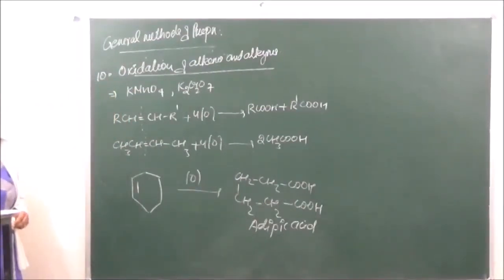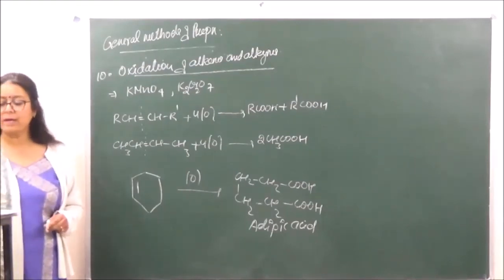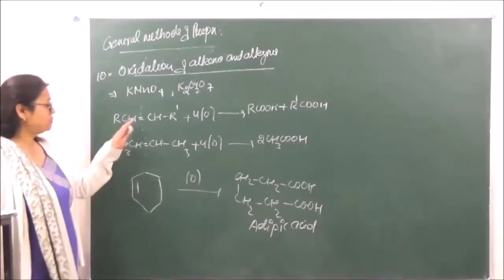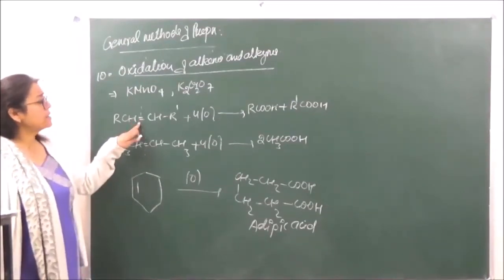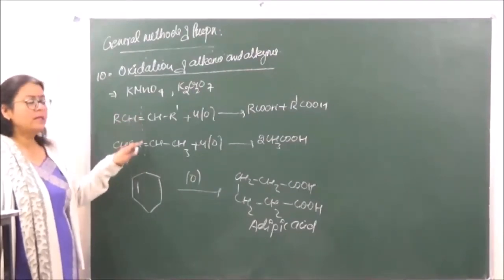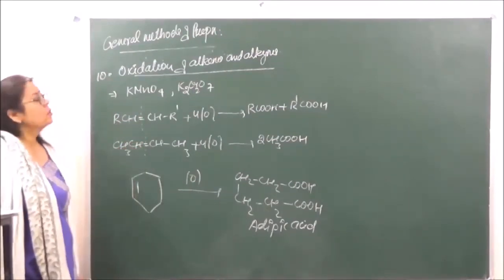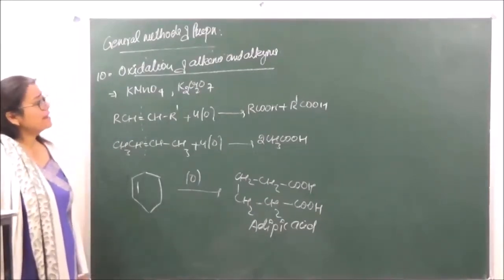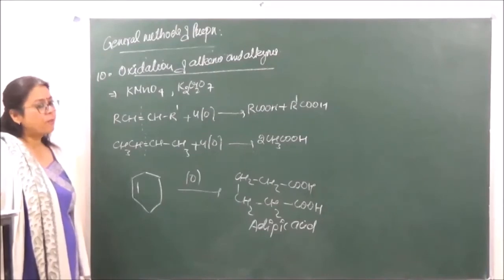Clear? Have you understood? So cyclic compounds में क्या हो रहा है? There is going to be opening of the chain which is taking place, और जहाँ पे double bond present है in the alicyclic, wherever double bond is present, there is going to be the cleavage of the bond which is taking place through the double bond. Okay? So these are the methods of preparation of carboxylic acids.